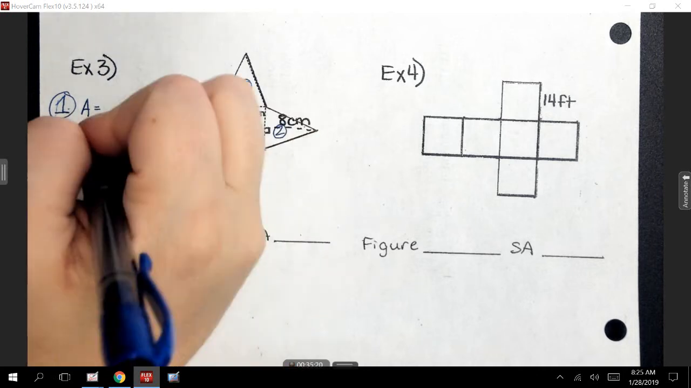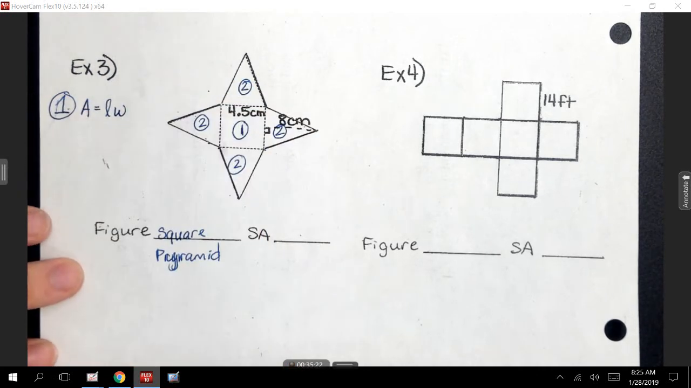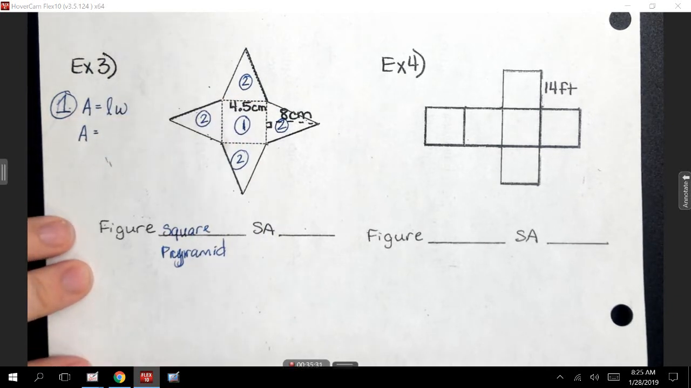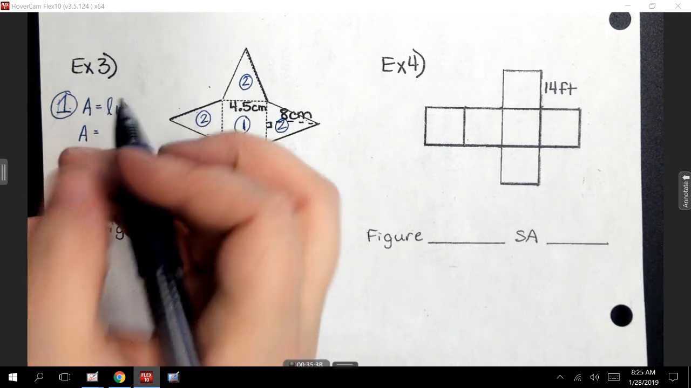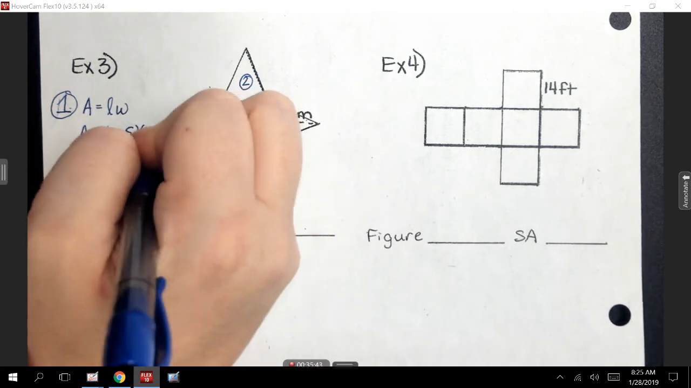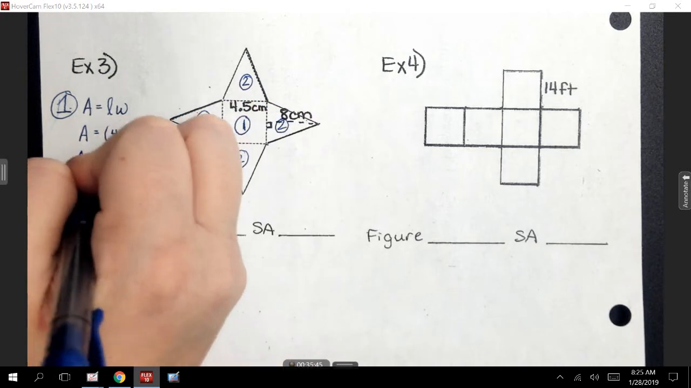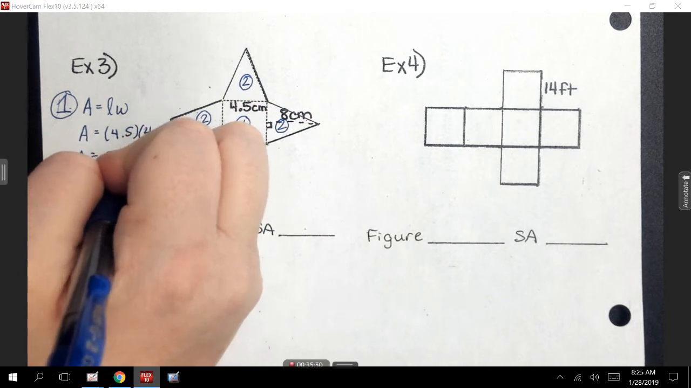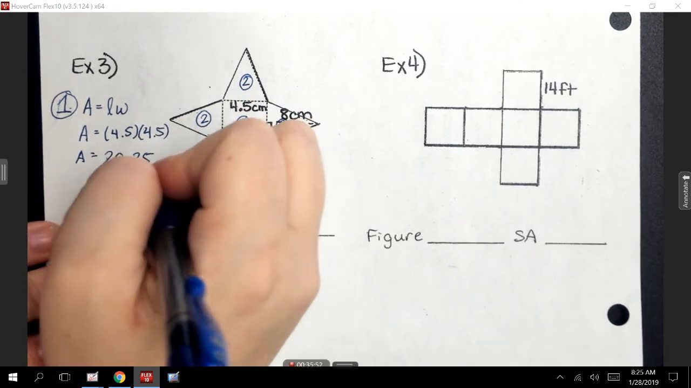A equals BH, or we can do A equals length times width. Either one is absolutely fine. We're going to be doing a lot of rectangles and stuff here, so we'll just do the LW. All right, A equals. What is my length and width going to be for that square? Gabe, what do you think? 4.5 times 4.5. It's a square, so they're the same. All right, calculator gurus, what do we get for our answer there? Trent? 20.25. All right.